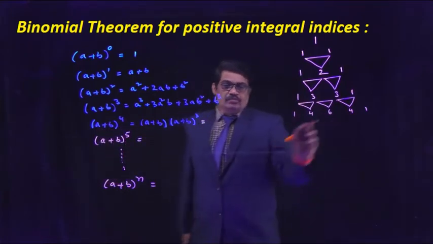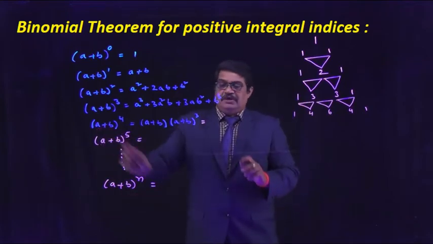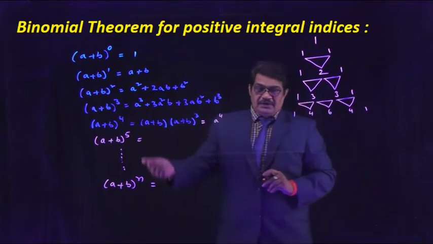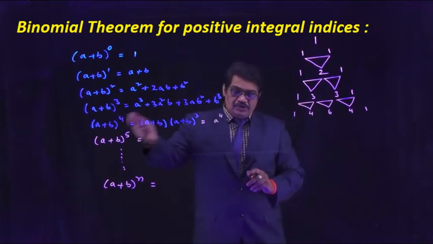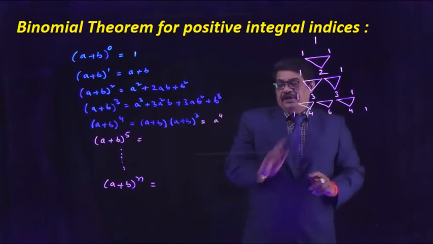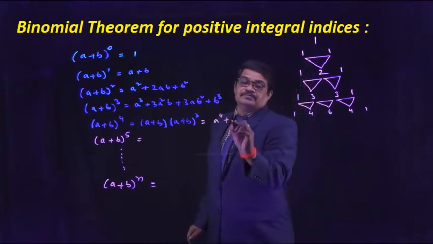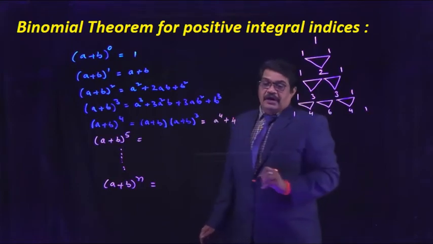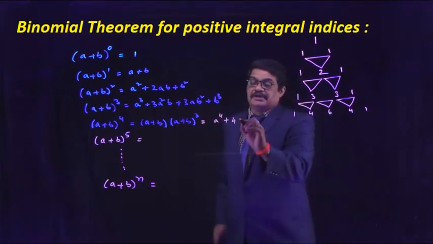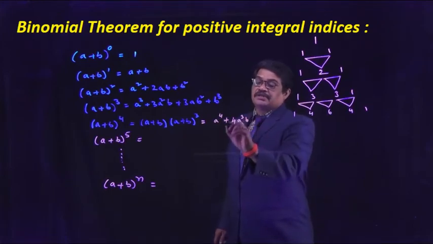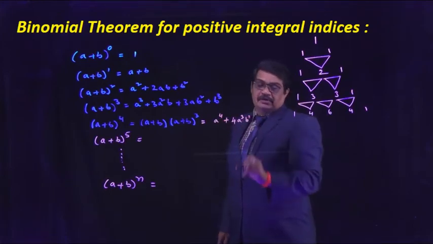These are the coefficients. What is the first term? That is A to the power of 4, the highest power, the index is here 4. So the coefficient of A to the power of 4 is 1. Next, the coefficient is 4 and in the first term the power is decreasing, that is A cube, and the second term power is increasing. Here B power 0, here B power 1.